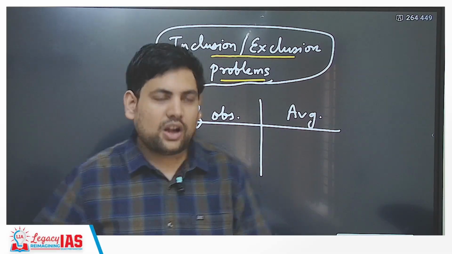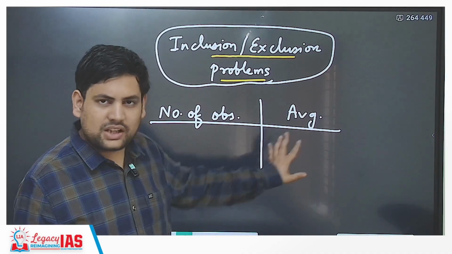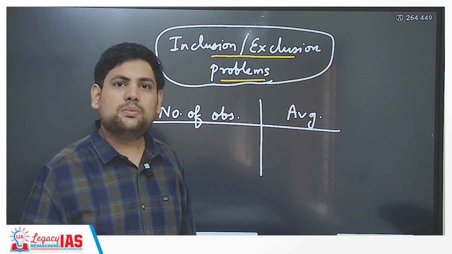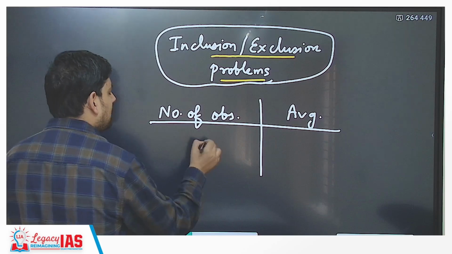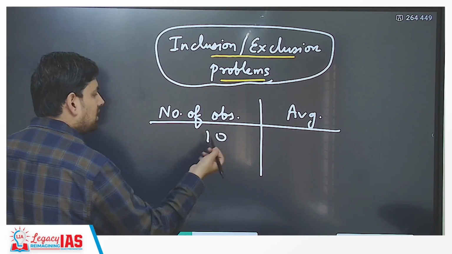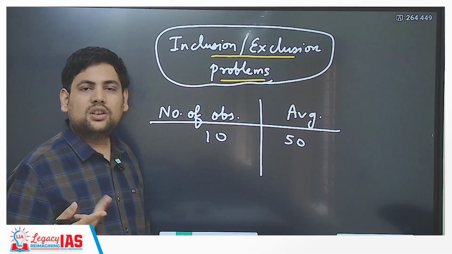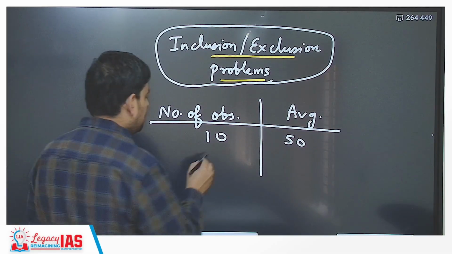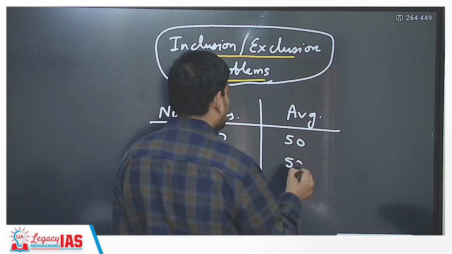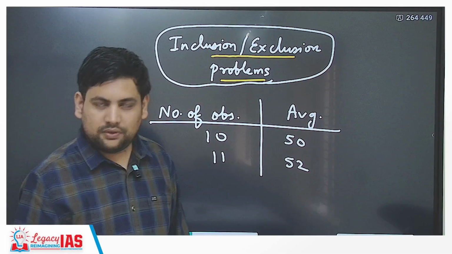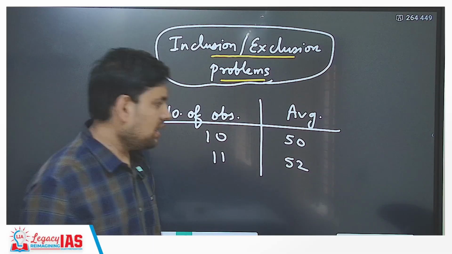Okay, so how do you do this? There are many ways to do this. Now what we'll be using is something like this table. It makes it much more simpler. So here you write the number of observations, whatever they are. Let's say initially there were 10 students and their average was 50, and then you will write if one more student is added, then it becomes 11 and the average, let's say, becomes 52. Then you have to tell the weight of the new student that joined. So in this way you have to draw the table, and then we'll understand how you solve this.